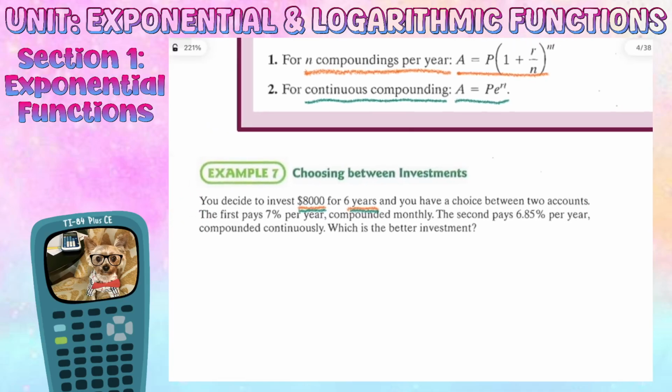The first pays 7% per year compounded monthly. Before we even continue reading, let's just go for it. A equals principal $8,000 times 1 plus R, 0.07, over N, monthly is 12, raised to the NT, which is 12 times 6. All right, there we go. That's the first one.